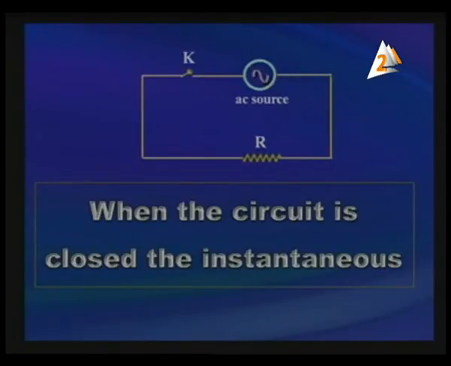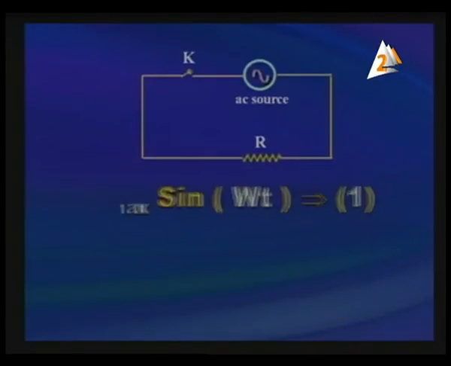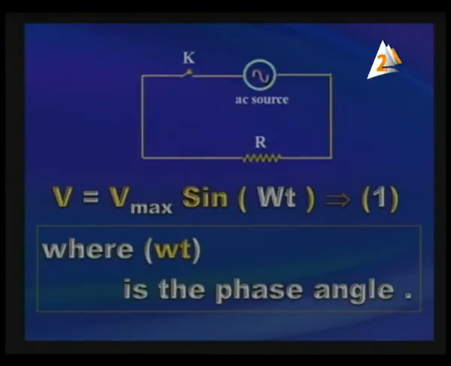When the circuit is closed, the circuit shown in front of you, which is powered by an AC dynamo, the instantaneous potential difference, the instantaneous voltage across the resistor, is given by the voltage of the dynamo. So V instantaneous equals V maximum sine omega t. This is the first equation, where omega t is the phase angle.